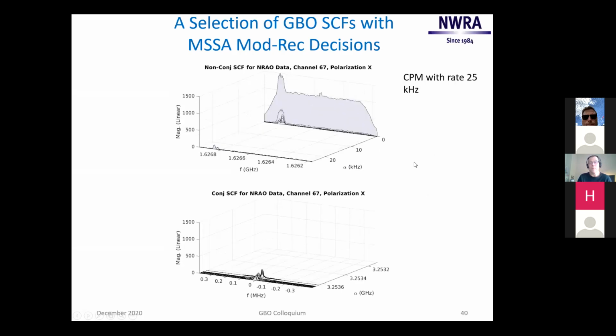And we can also tell the difference between PSK and QAM and CPM. CPM is a constant modulus signal. So this signal is a constant modulus signal with rate 25 kilohertz.